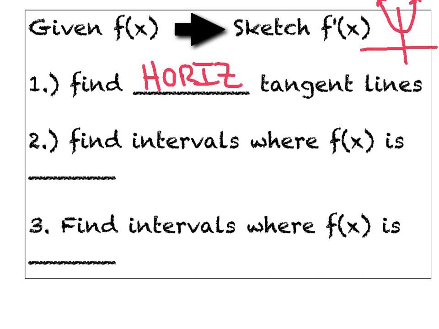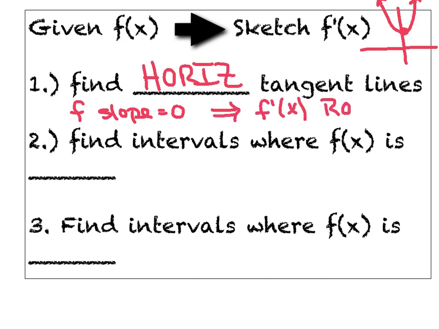So we could say, right here at the turning point there's a slope of 0, and that's going to correspond to a point where f prime has a root. So we'll say whenever f has a slope of 0, that implies that f prime is going to have a root or an x-intercept, or it's going to be crossing the x-axis, however you want to say it.